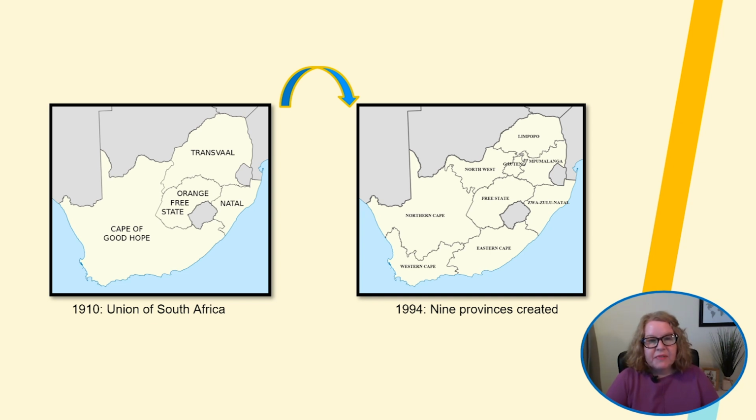On the left is a map of South Africa as it was in 1910. This was at the time of the Union of South Africa, and so we have our 4 original provinces there. But by 1994, some changes were made. Some of those provinces were divided, and the result was 9 provinces. Again, it's important to know that because that affects where the archives are and where the records are held that you might be searching for.